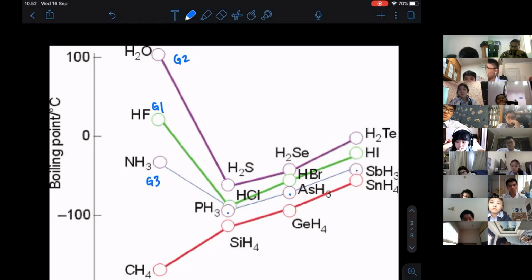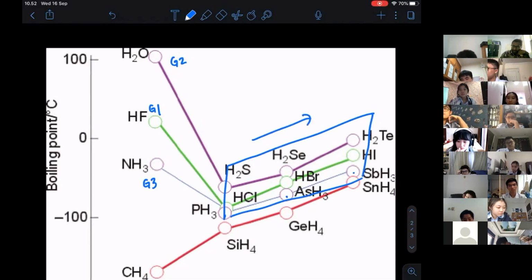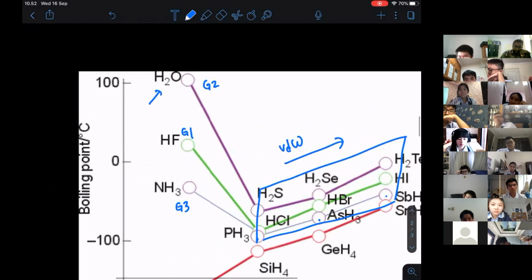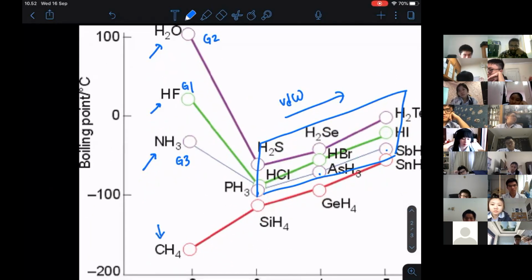So whatever it is, when you look at these 3 compounds over here, the increase is caused by the VDW, even though they are polar. And if you look at this, they are high because of hydrogen bonding. And why is this one the lowest? Maybe someone can help me explain this. Benedict, why is this one lowest? CH4. Because it only consists of van der Waals.